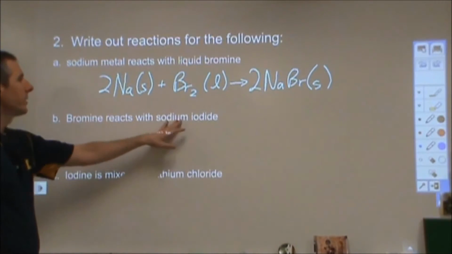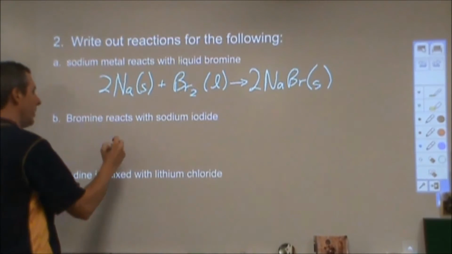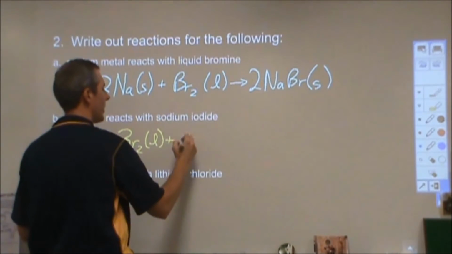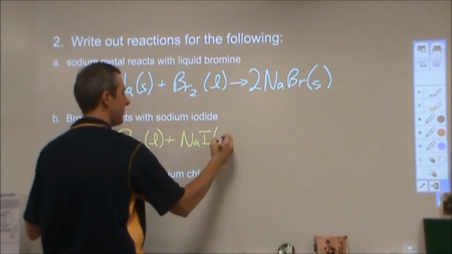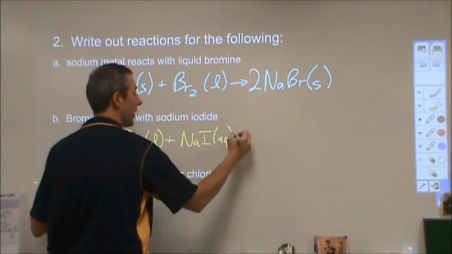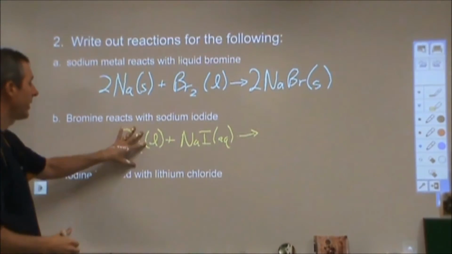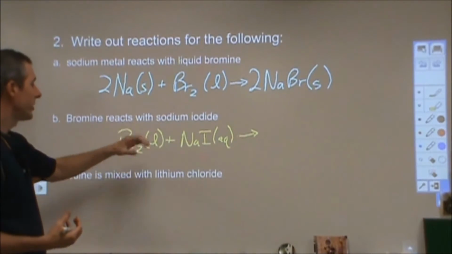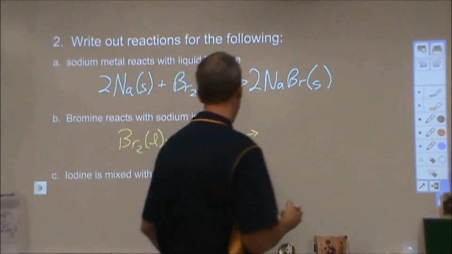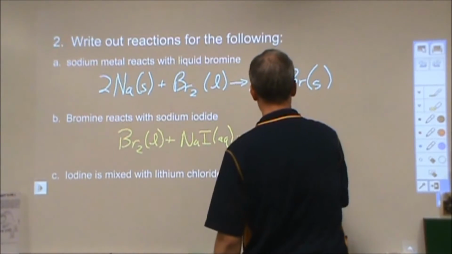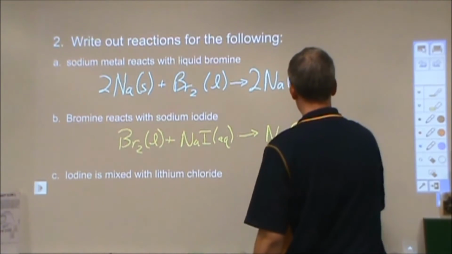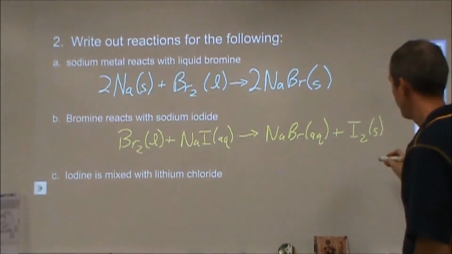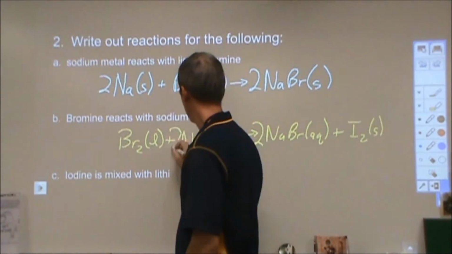Second one, we have bromine reacting with sodium iodide. This is probably aqueous. So bromine Br2 in the liquid state, plus sodium iodide. Okay. So here we have something reactive, an iodide with the extra electron. Bromine is going to take away that electron because it has one fewer energy level. We're going to end up making sodium bromide, and then iodine solid. For balancing, we would need a 2 and a 2.